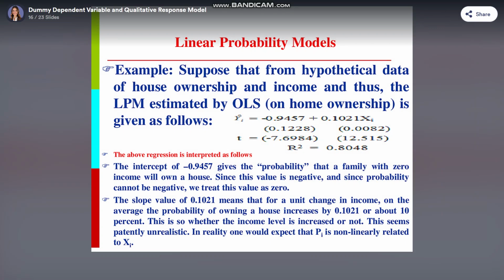To illustrate, consider a hypothetical regression of home ownership on income. The intercept suggests the probability of owning a home at zero income, which is negative and thus treated as zero since probabilities can't be negative. The slope indicates that each unit increase in income raises the probability of home ownership by about 10%, though this linearity may not reflect reality perfectly.